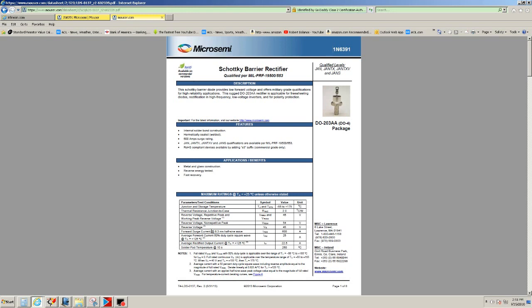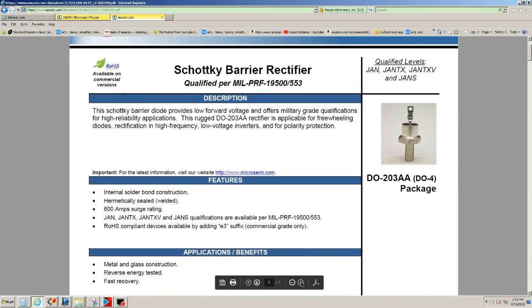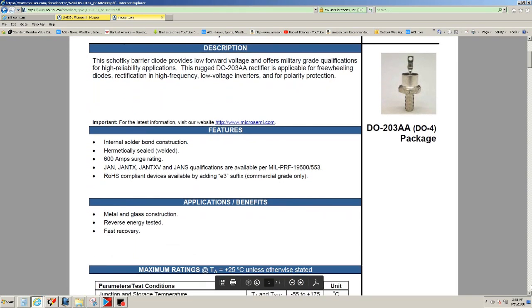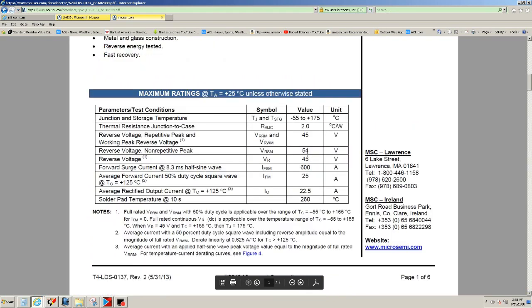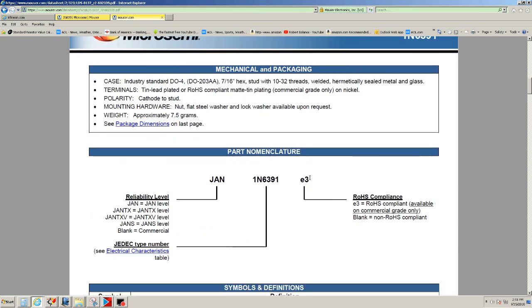If you take a look here, the current rating is, let's see if we can find it. 25 amps. Okay, 25 amps. So you've got plenty of margin. So now let's calculate how much power this would actually consume.